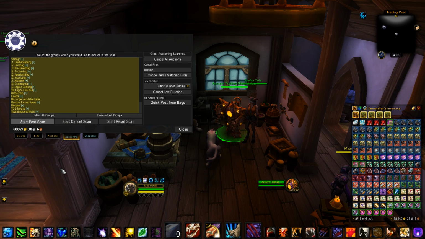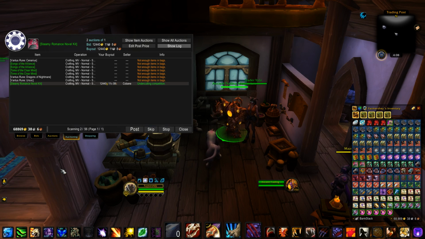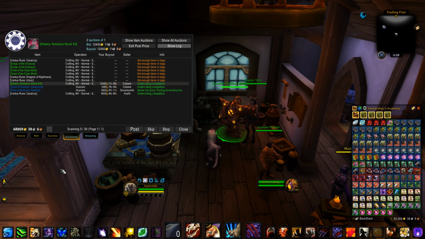So what TSM is going to do in this situation is look at all the items in my bags, and it's going to look at all the operations that I've assigned to these items and look at my lowest possible price that I'm willing to sell stuff at and my highest possible price. So whenever the auctions on the auction house that other people have posted are within that range, then it's going to undercut those. But there's going to be some situations where things are outside of that range.